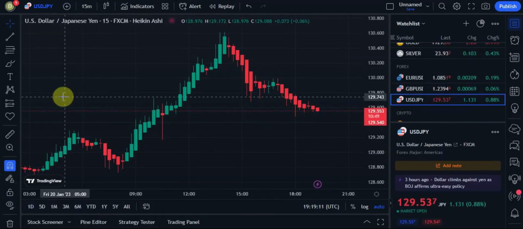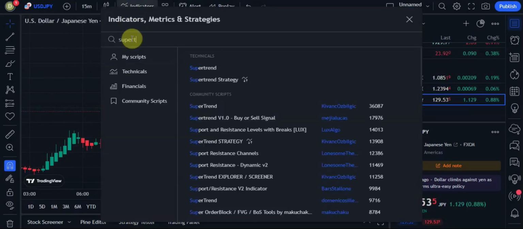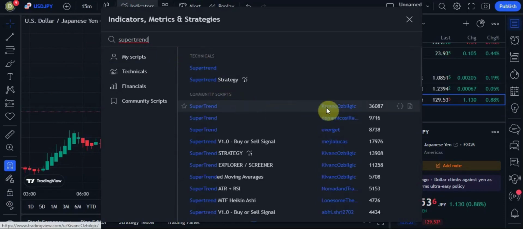So let's search for our first indicator. We'll go to the indicator section and type in Super Trend, no spaces. And this is the one here we want, by Kiwang Ozbilji. Hope I'm pronouncing that right. And we can see it has 36,087 users so far. Let's go ahead and add it to our chart.